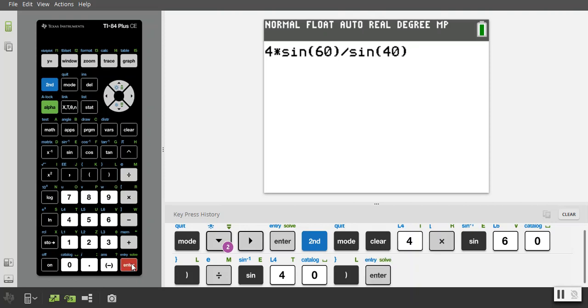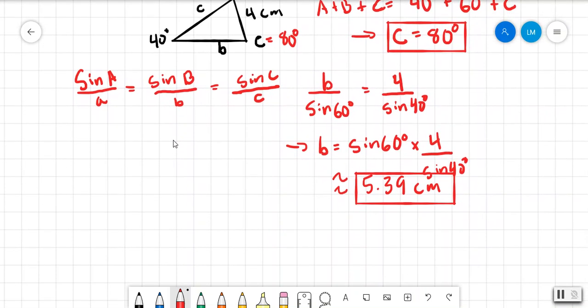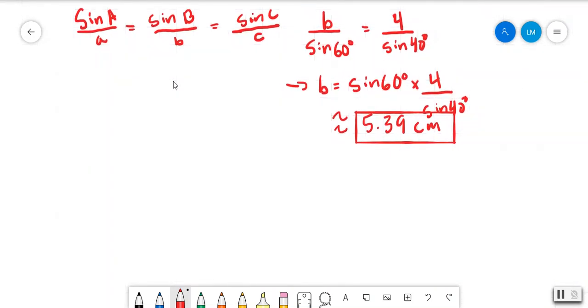And we're just going to hit enter. And that gives me that B is approximately 5.39 centimeters. Now, keep in mind that we cannot use Pythagorean theorem at all because this does not involve a right triangle. So we have one more side to deal with.